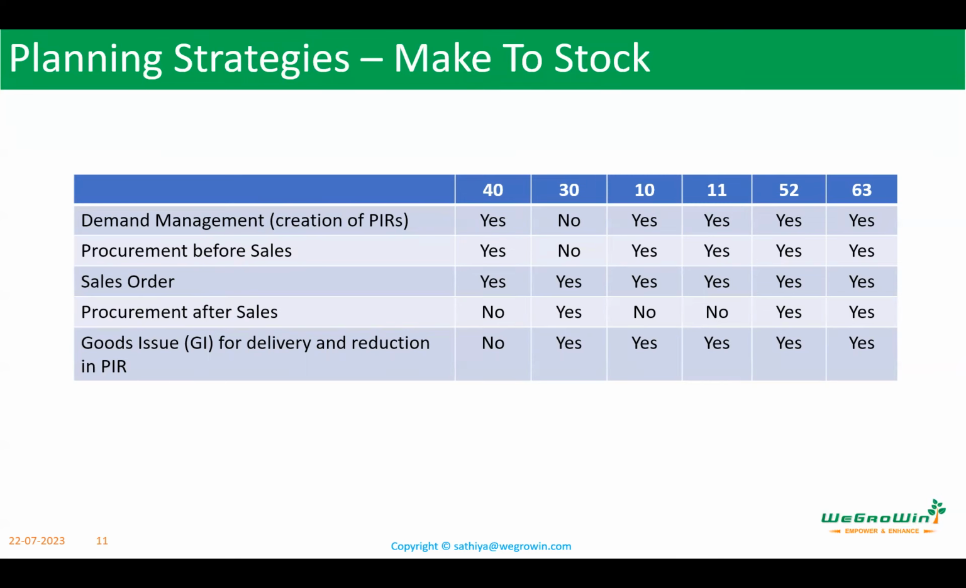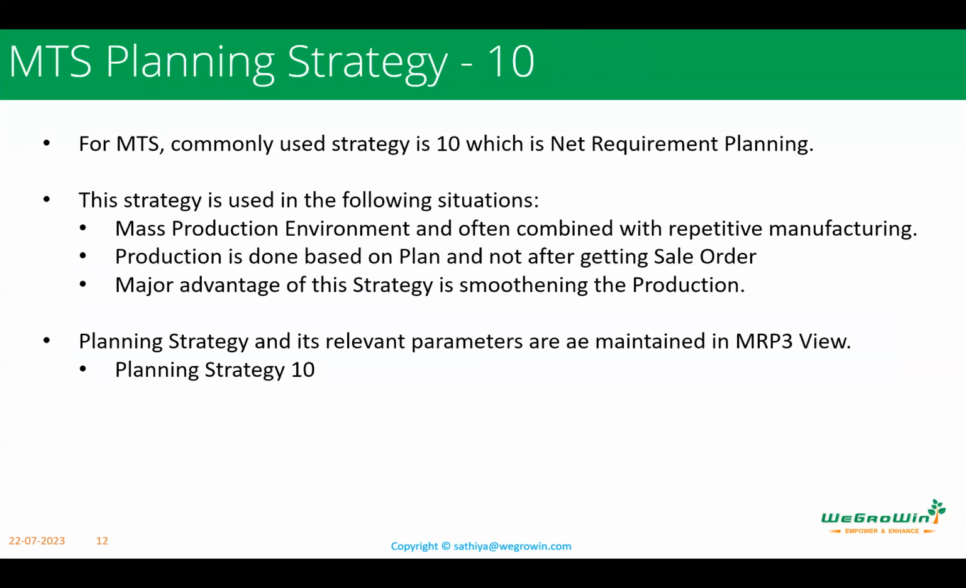Right. And then planning strategy, MTS, sorry, 10 means what? Just I give you the brief. Planning strategy 10 is used as a net requirement planning. It is used in mass production, especially repetitive manufacturing, like cement production, where there is continuous production, mass production.